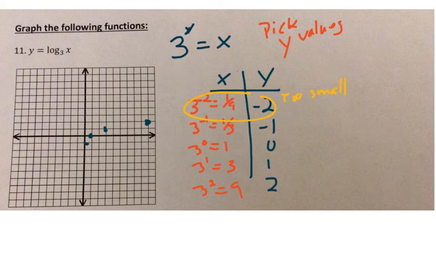Now, just like exponentials, they had a horizontal asymptote. This one's going to have a vertical asymptote. So I'm going to have a vertical asymptote here at x equals 0. So at this line. And then I connect these points. Follow like an asymptote.